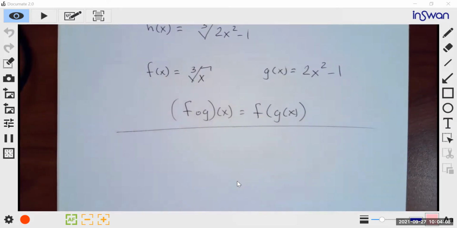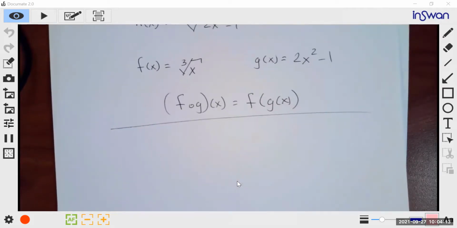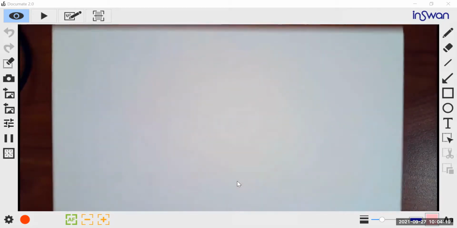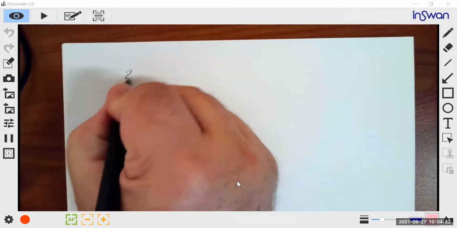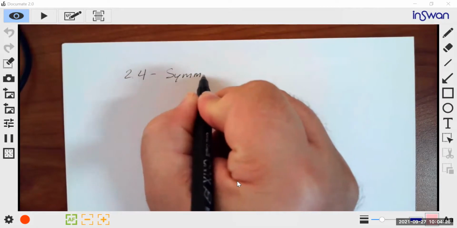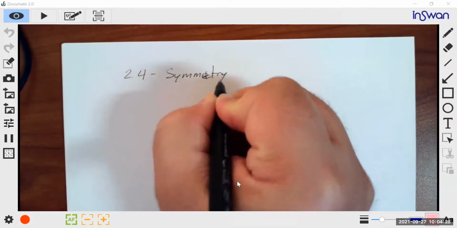Okay, we'll do it to get the homework assignments, do the next ones. All right, so that's it for section 2.3, decomposition and composition. Section 2.4 has to do with symmetry.